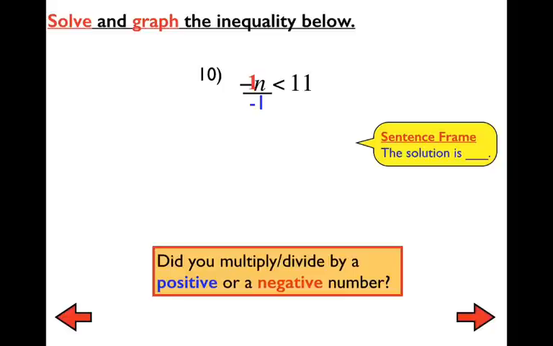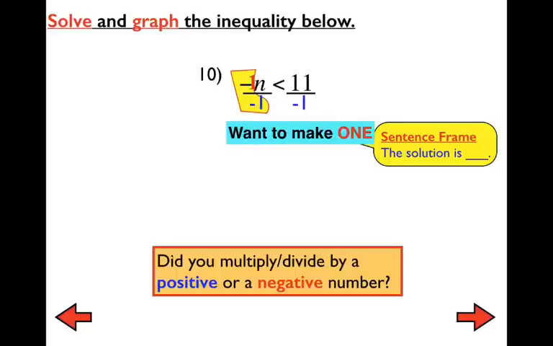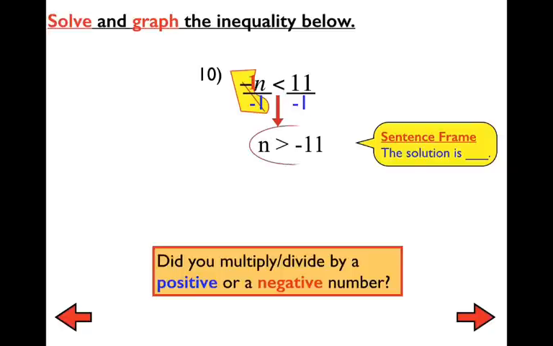Okay, to solve this, we divide both sides by a negative 1. Do we flip the inequality symbol? The answer to that is yes, because we divided by a negative number. Anytime you multiply or divide by a negative number, that's when you flip the inequality symbol. So the solution is n is greater than negative 11, and the graph is an open circle over negative 11 and an arrow to the right.